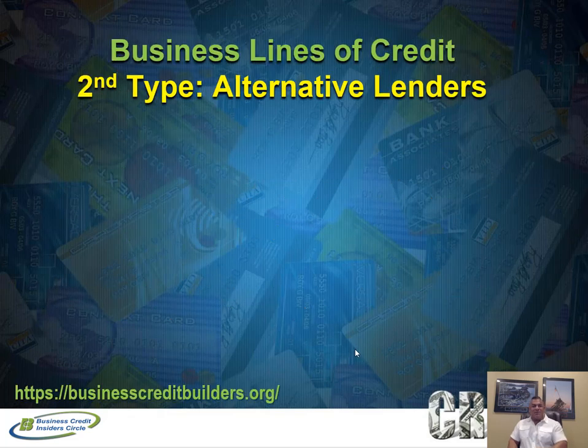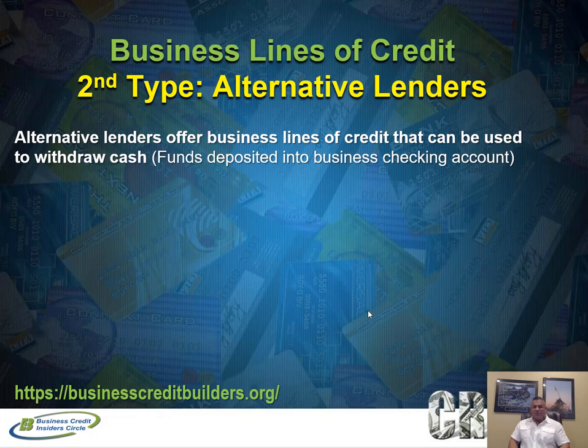So let's start with the second type of business lines of credit, which is alternative lenders. You'll see a lot of this on the internet with a lot of companies that say lines of credit, business lines of credit, etc. These are all alternative lenders that are offering it online. And you may be familiar with On Deck, there's Kabbage, there's Snapcap, BlueVine. These are all alternative lenders that offer business lines of credit, and you can use it to withdraw cash. These aren't credit cards, these are actual lines of credit you can pull cash from.